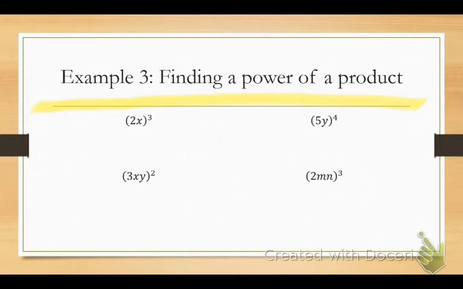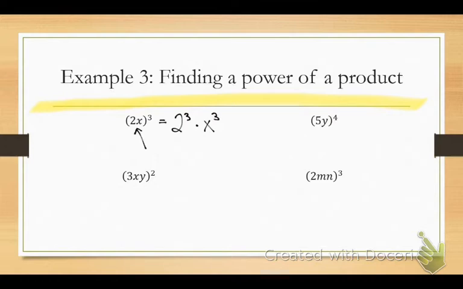Let's look at the first one, 2x to the 3rd power, raised to the 3rd power. I think our initial reaction is, oh, well, it's going to be 2x to the 3rd power, and that's my answer. But that's kind of a pitfall or a trap that we don't want to fall into. We have to understand that we're raising the entire term, which means 2 to the 3rd power times x to the 3rd power.